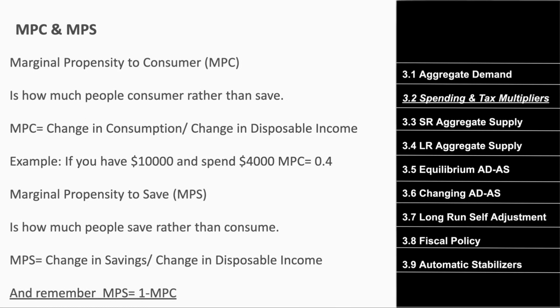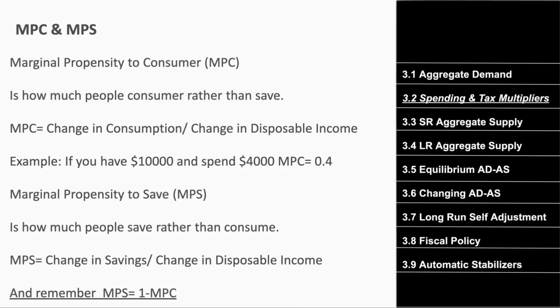However, this depends on how much people consume or spend. So we have two main things: marginal propensity to consume and marginal propensity to save. Marginal propensity to consume is basically people's tendency to spend money. The way we calculate it is change in consumption over change in disposable income. So let's say, for instance, you have $10,000 and you spend $4,000. That means your change in consumption would be $4,000 and your change in disposable income would be $10,000. 4,000 divided by 10,000, that means 0.4. What an MPC of 0.4 means is that, let's say you have $1 million, that means you're going to spend $400,000. It's basically your tendency to spend money.